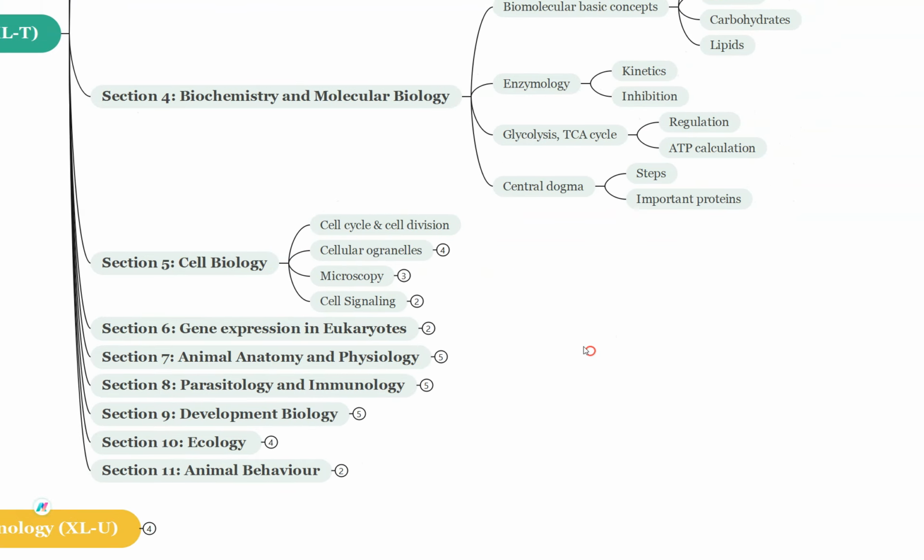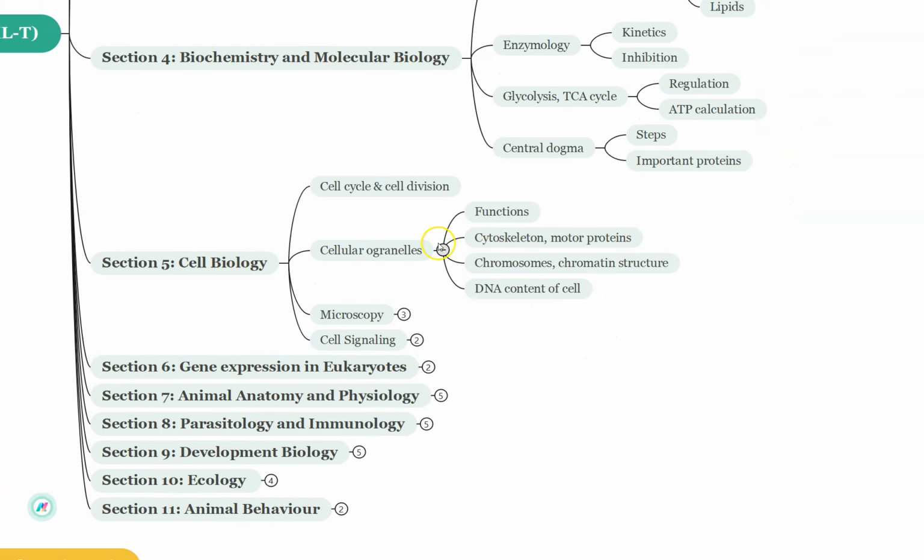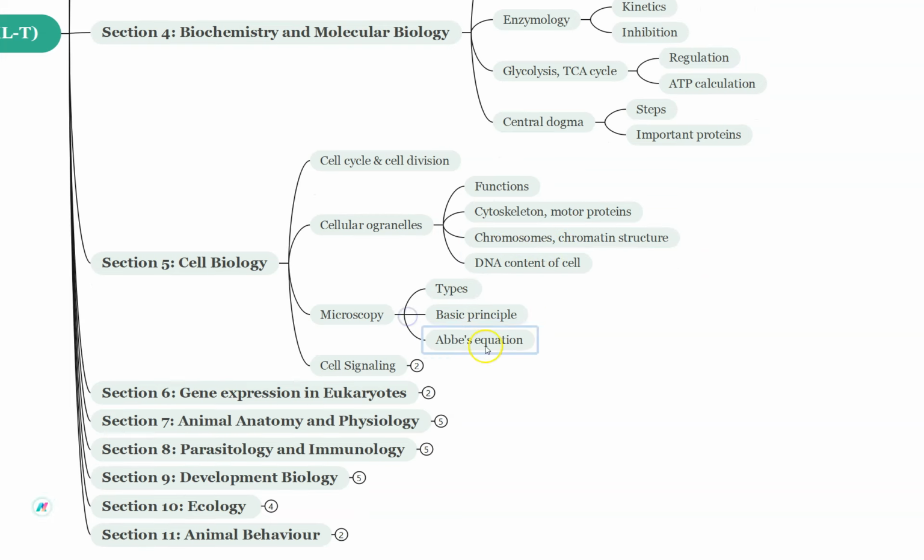From cell biology, this is also common with biochemistry. Here, cell cycle, basic concept, cell cycle and cell division. Then what are the functions of cellular organelles like cytoskeleton, motor proteins, what is the organization. Then chromosomes, chromatin structure, and DNA content of the cell have to be studied.